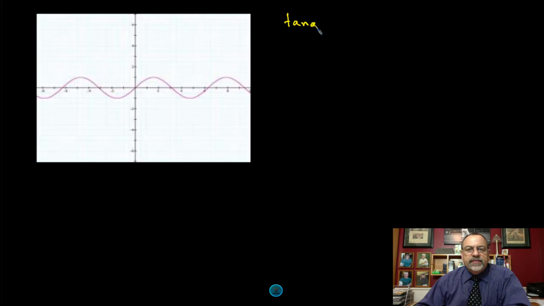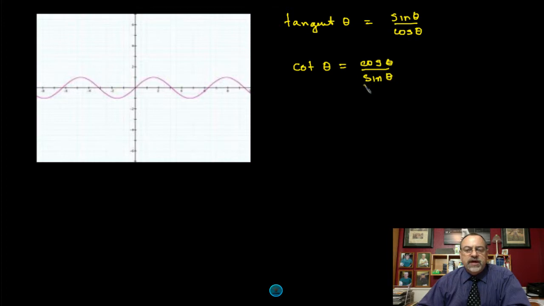The tangent function, you remember, is the value of the sine over the cosine. And because the cosine was in the denominator, wherever the cosine function was 0, we had an asymptote at that point in the tangent function. Well, the cotangent is the reciprocal of the tangent, so we're going to have not sine over cosine, but cosine over sine. So now the sine is in the denominator.